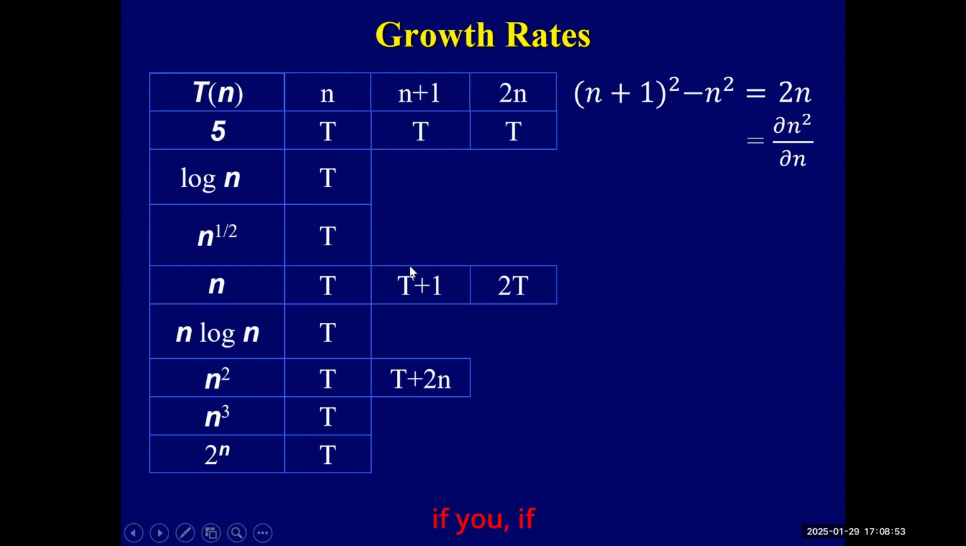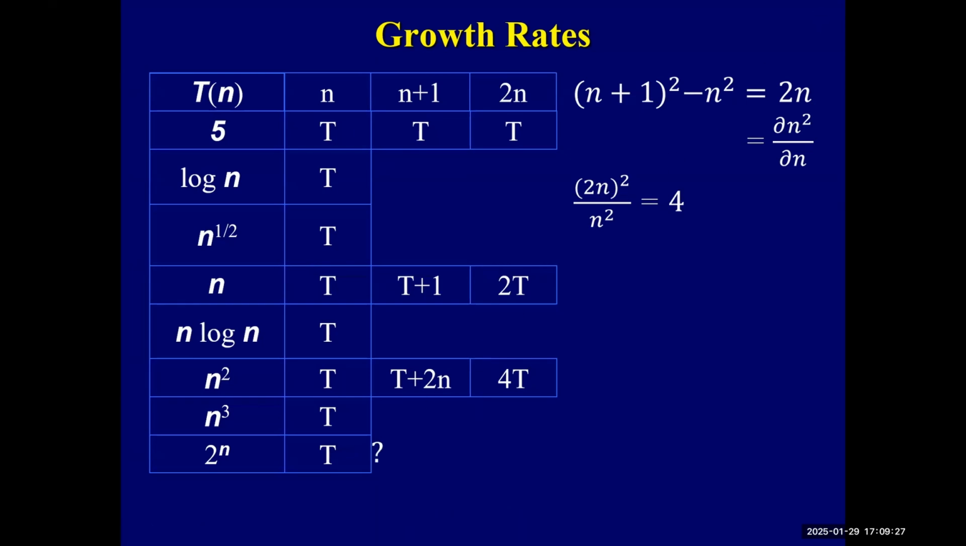But if you double the input, what does the running time do? Yes, exactly. It goes up by 4. Everybody see that? Because you go from n squared to 2n squared, you're going up by a factor of 4.